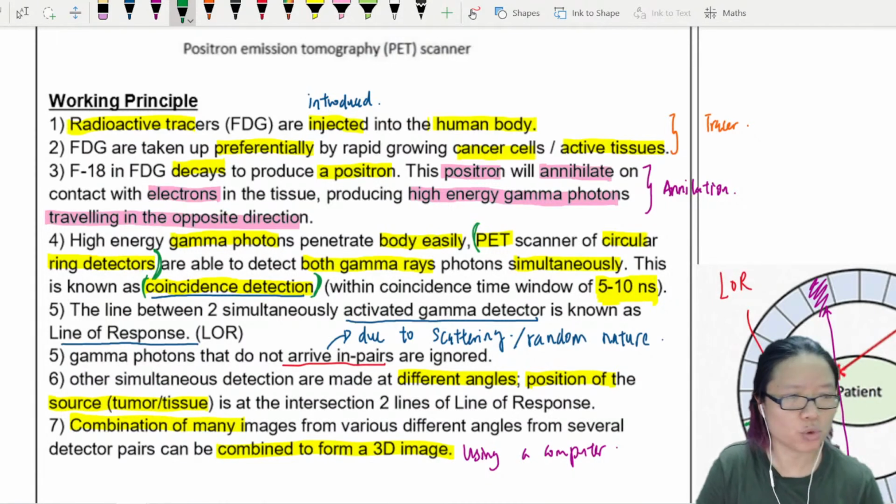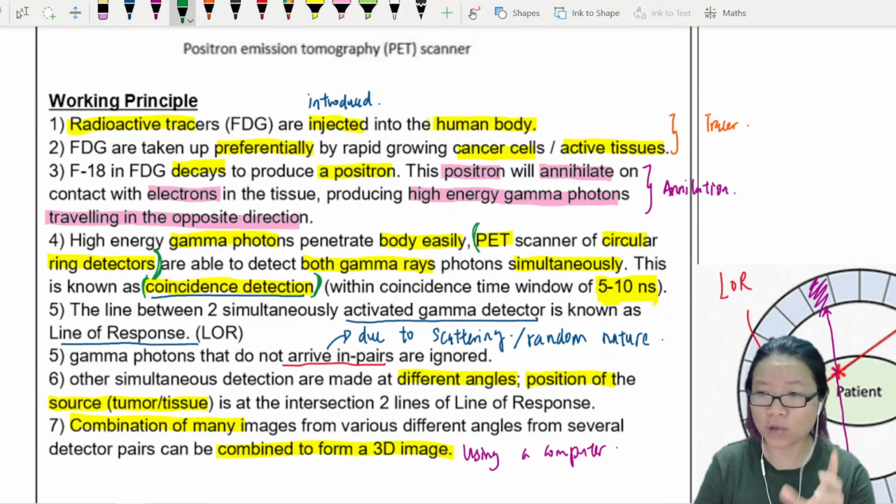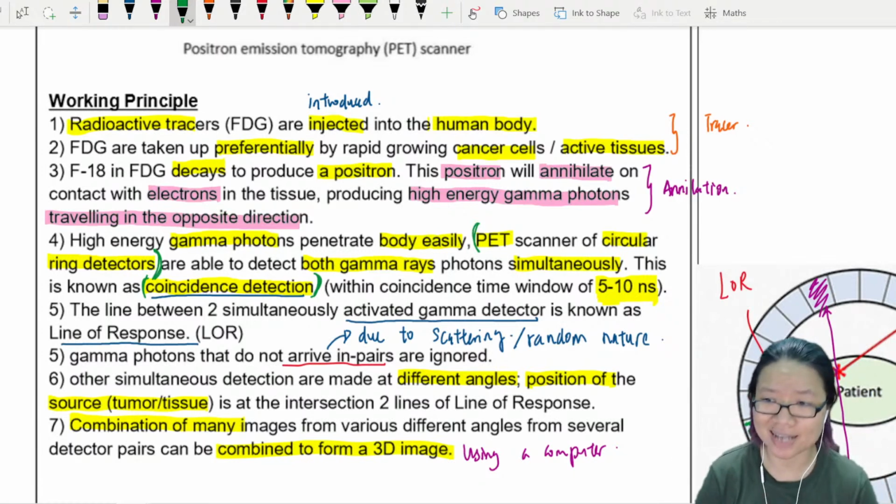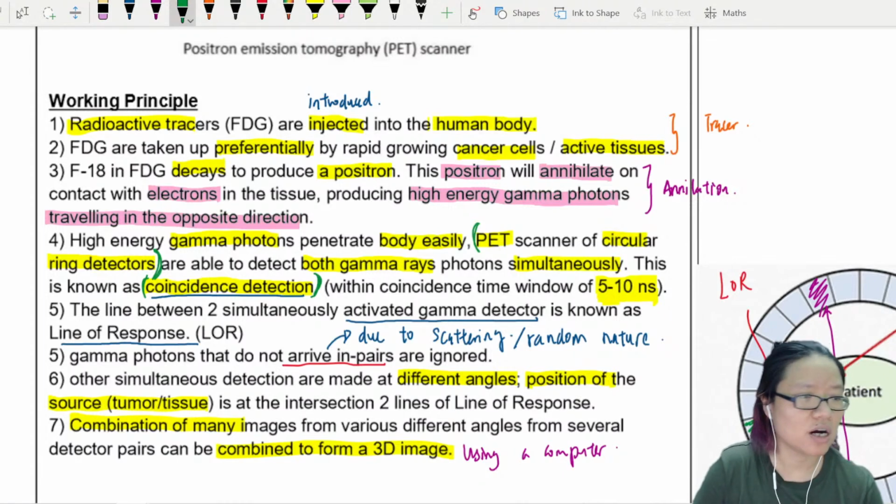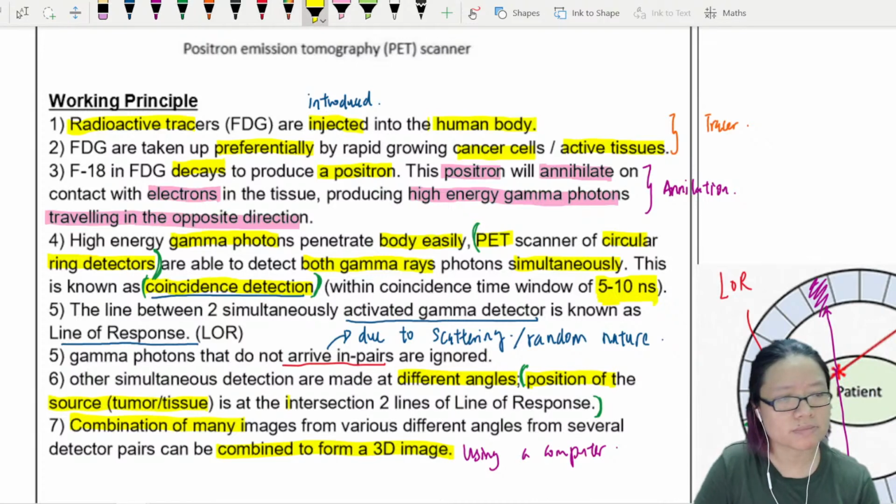So you will say we want to detect two activated gamma detectors at the same time. Okay. And then after that, you say the position of the source or the tumor is at the intersection between the two lines. These are the key things that you should mention.